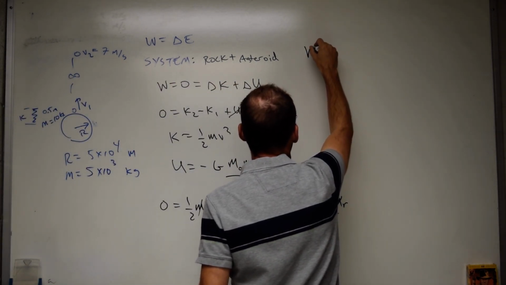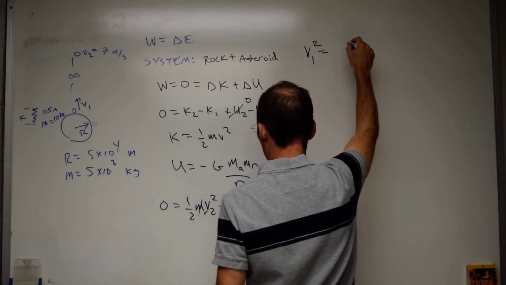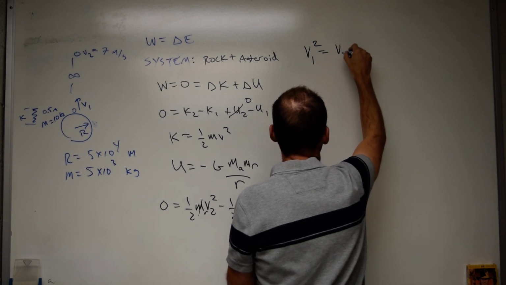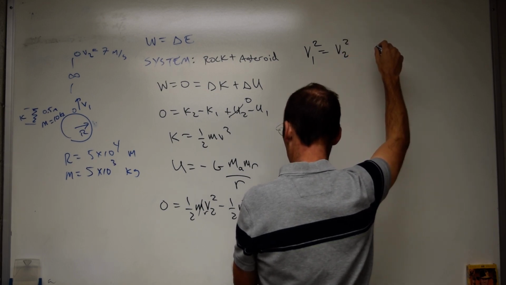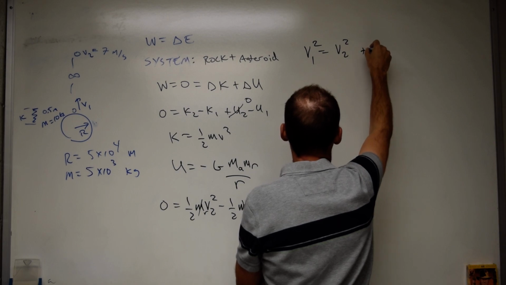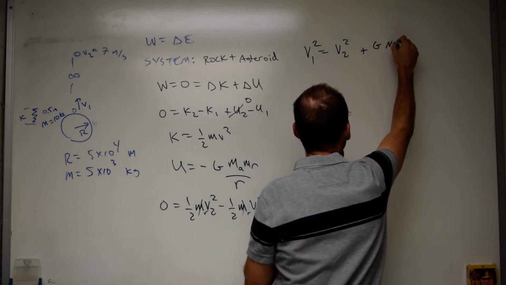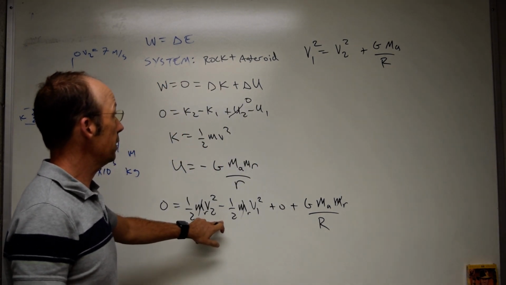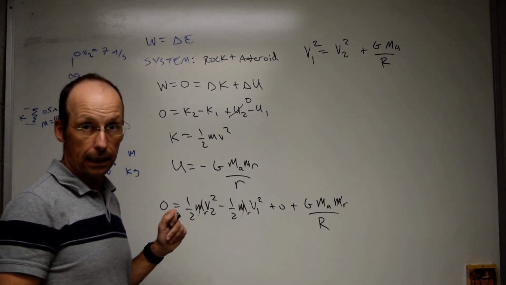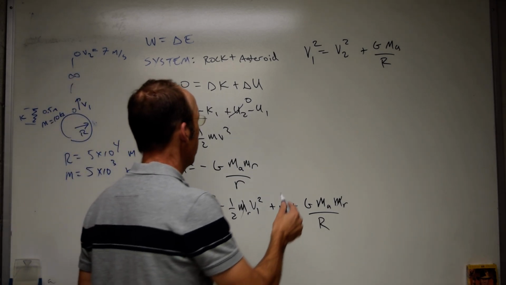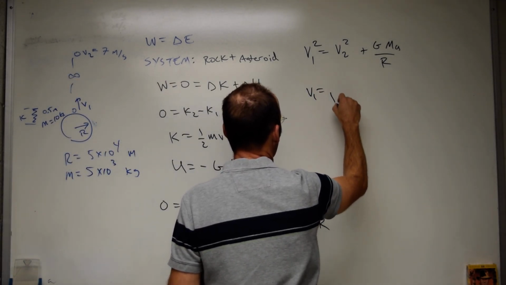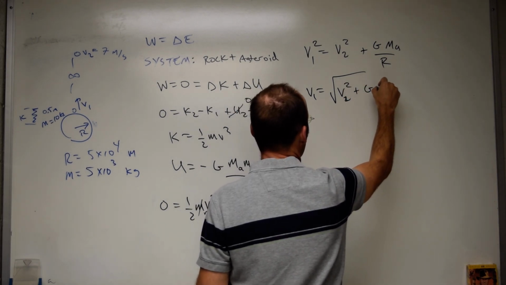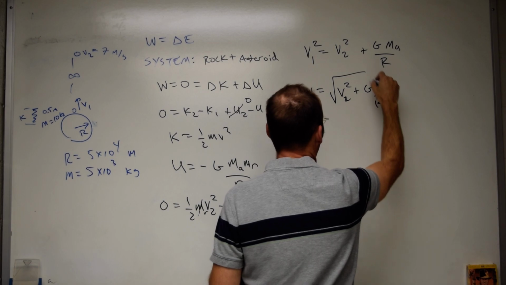I'll skip one step. V1 squared equals, I'm going to add that to both sides, V2 squared plus G MA over R. And this is C. Got my signs right. Yes, that makes sense. So then V1 is the square root of V2 squared plus G MA over R.